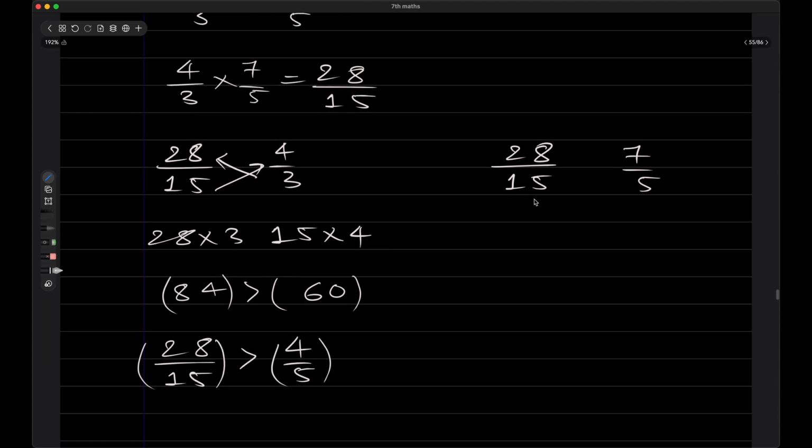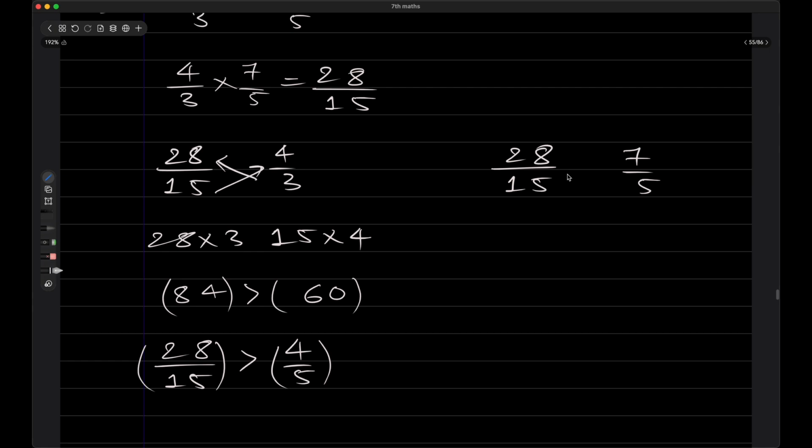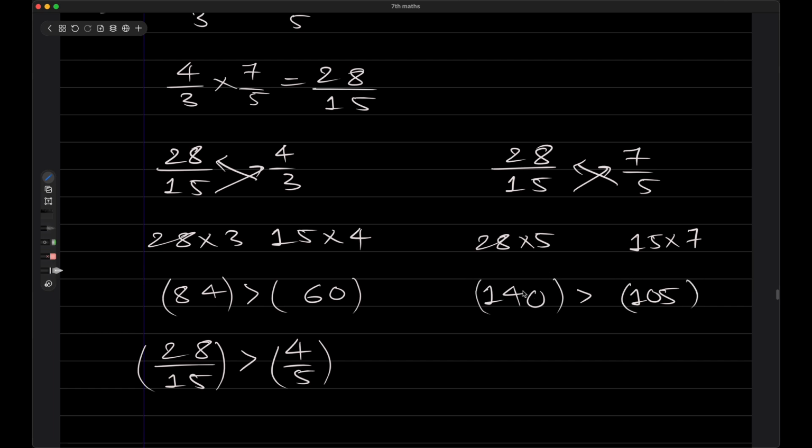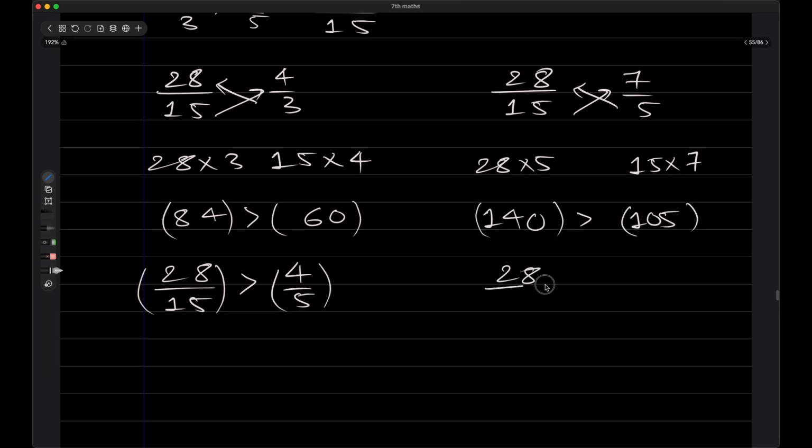Now let us compare 28 divided by 15, that is the product, with 7 divided by 5. We have 140 greater than 105. So 28 divided by 15 is greater than 7 divided by 5.